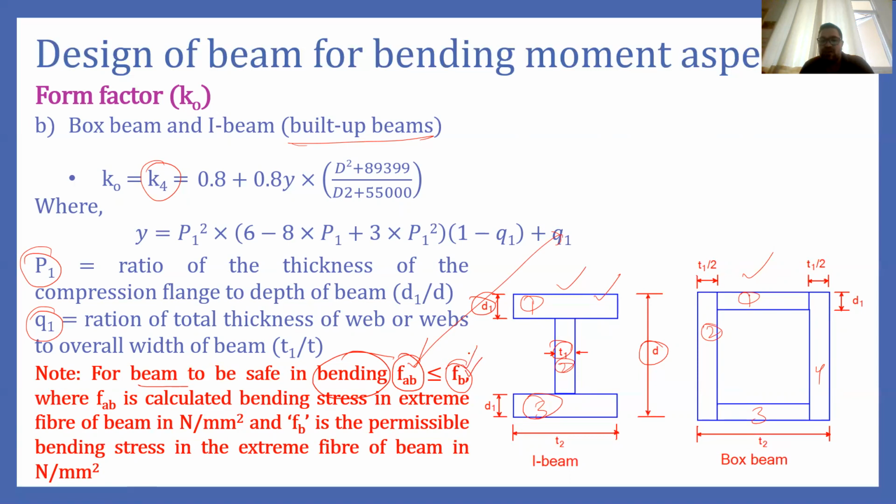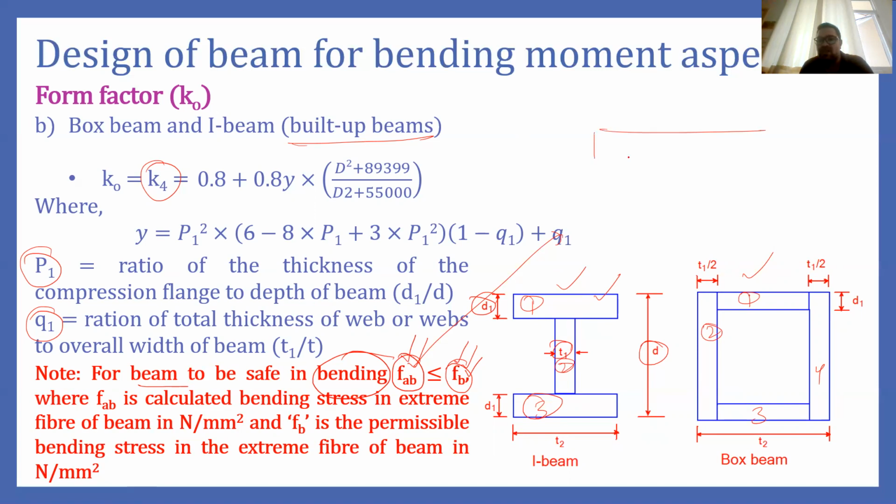Now this value of FB we can find out using the table which I have shown you in the previous lecture also. That table is generally used to get the values like permissible bending stresses, permissible shear stresses. I will show you that table later. So FB can be found from the table. FAB is the actual bending stress.